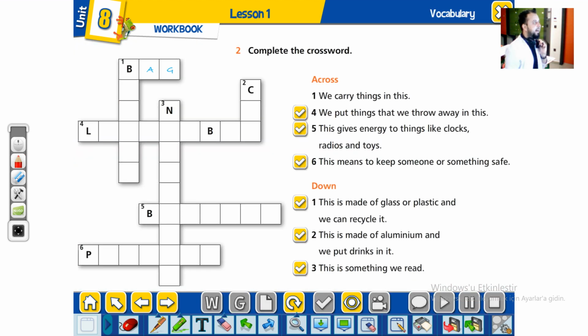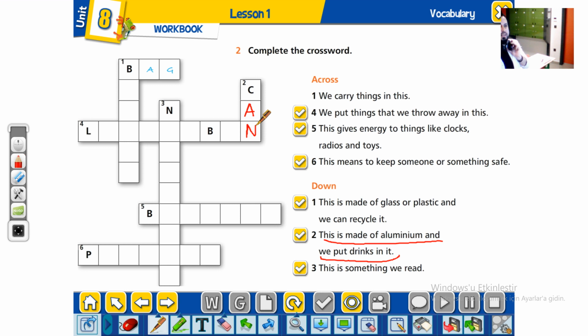Let's look at the second one. This is a puzzle. We'll do it one by one. The first one is already given. We carry things in this. It's bag. And let's look at the second one. This is made of aluminium and we put drinks in. Remember, it will be can, yani teneke kutu olacak.